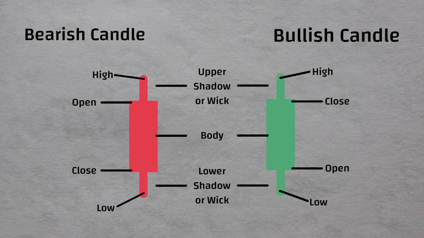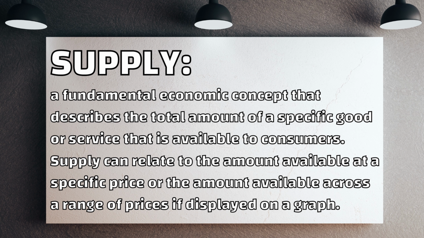Supply is a fundamental economic concept that describes the total amount of a specific good or service that is available to consumers. Supply can relate to the amount available at a specific price or the amount available across a range of prices if displayed on a graph.